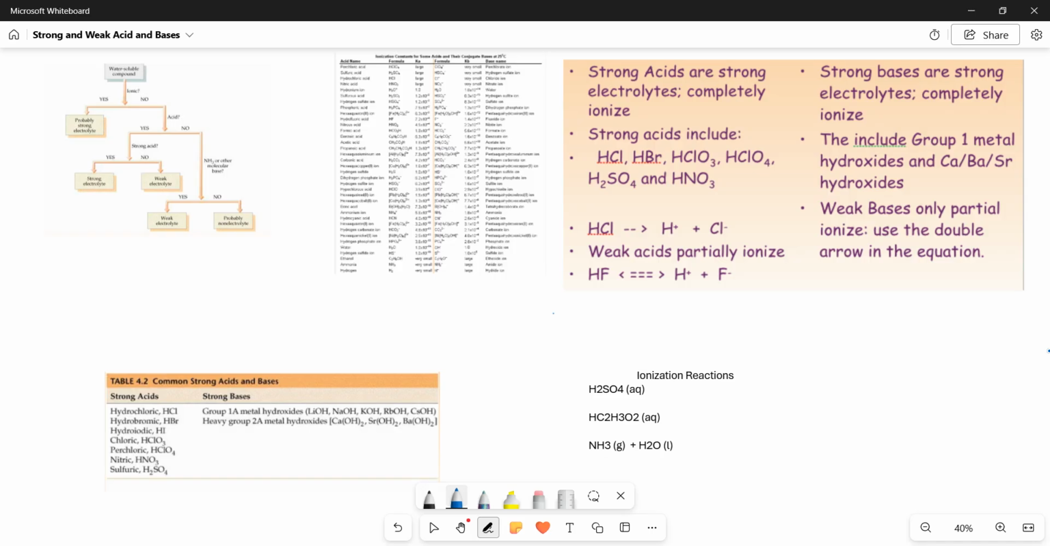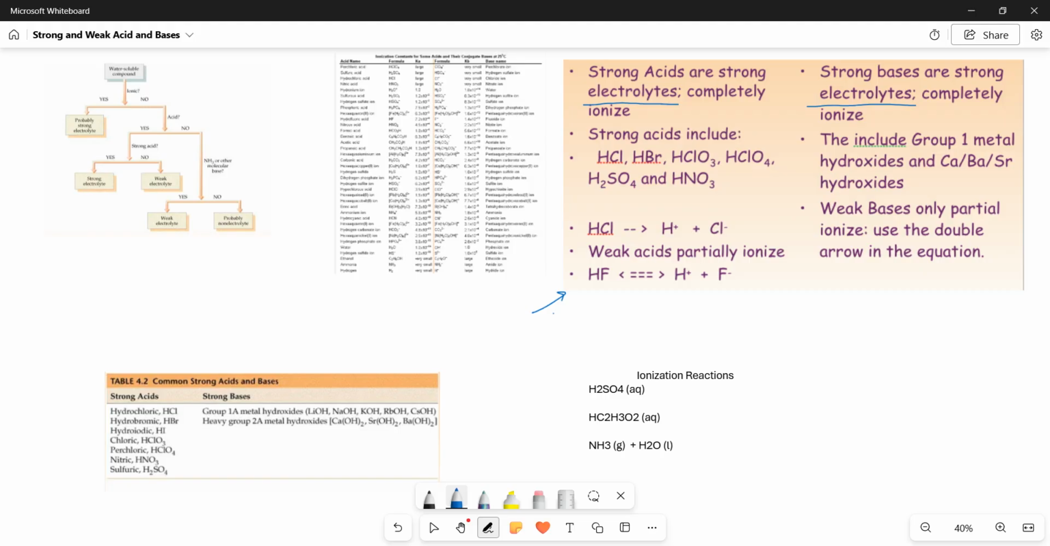In the top right corner you can see I have some notes that I've taken from my PowerPoint, and we need to talk about what a strong acid and a weak acid is versus what a strong base and a weak base would be. Up here you can see that a strong acid is a strong electrolyte. Same thing with a strong base. A strong base is a strong electrolyte.